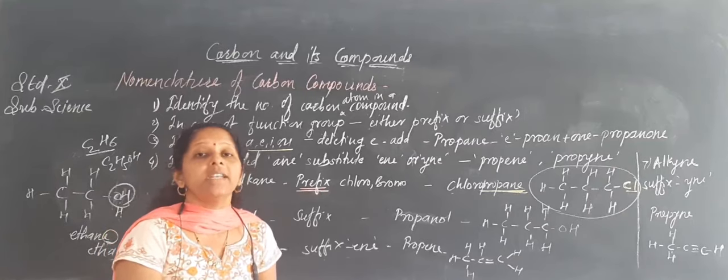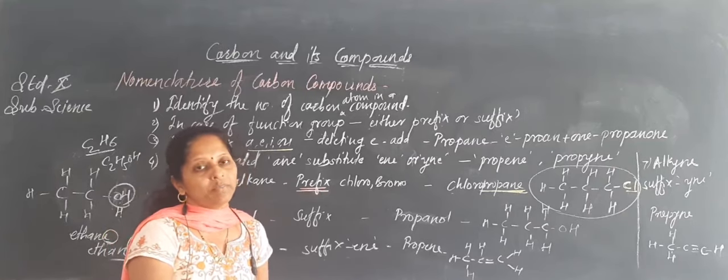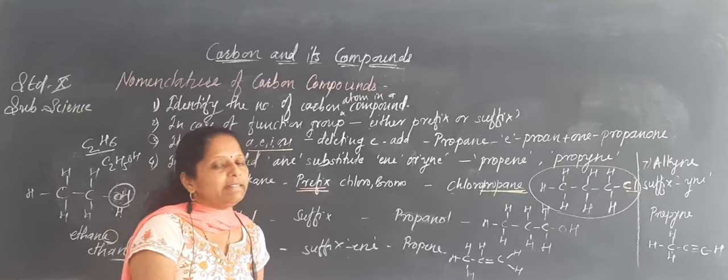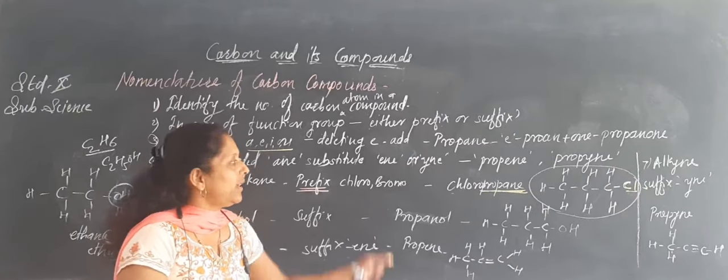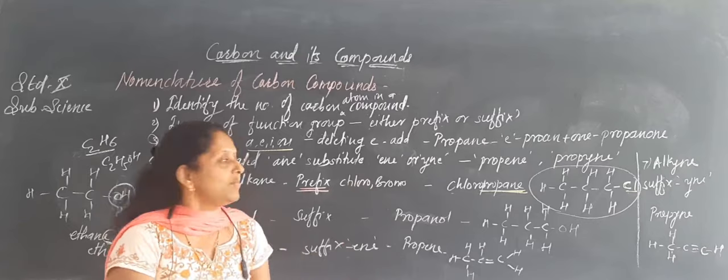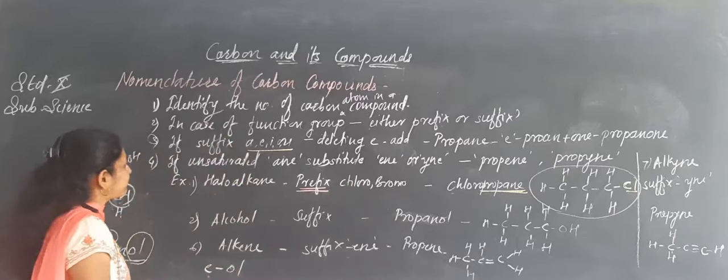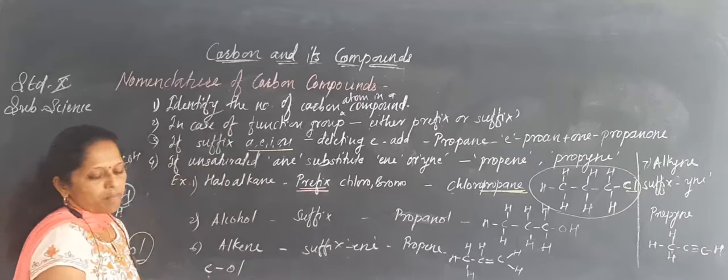Ketone group means C=O, that is a ketone group. So because of that, the E is replaced by ONE, and you should write there propanone. So the next one is there. Now, up here we saw about the saturated.